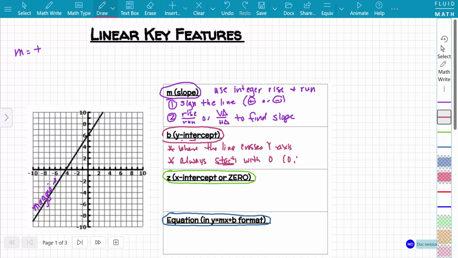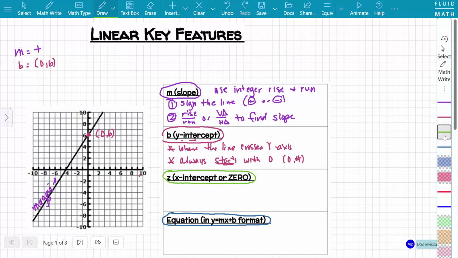So it will be 0, comma, a number. Okay, so our y-intercept is right there at the coordinate 0, comma, 6. So B is 0, 6. So again, that ordered pair is always going to start with 0.